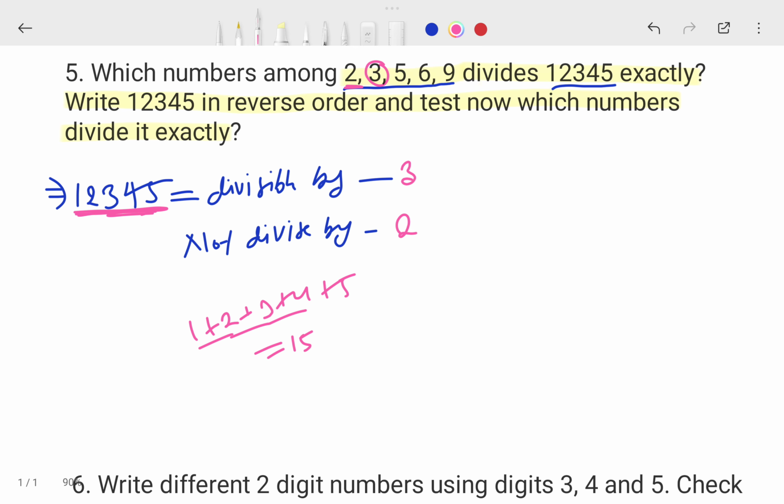Okay, now we have to check whether this number is divisible by 5 or not. We know that if the end value is 0 or 5, that number is going to be divisible by 5. So here the end value is 5. So it's also divisible by 5.